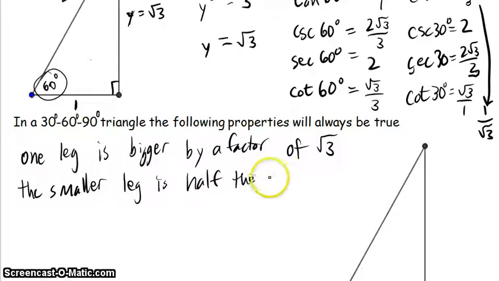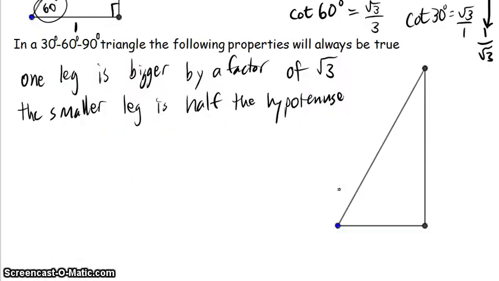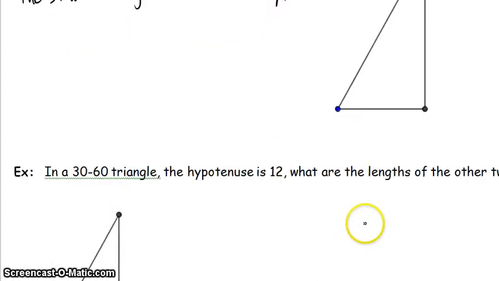The smaller leg is half the hypotenuse. It's half the hypotenuse. So whatever it is, it's the result of bisecting this angle. So I get half of this equaling the hypotenuse. And you can revert to this. The smaller leg is divisible by a square root of 3 compared to the bigger leg. The hypotenuse is double the smaller leg.